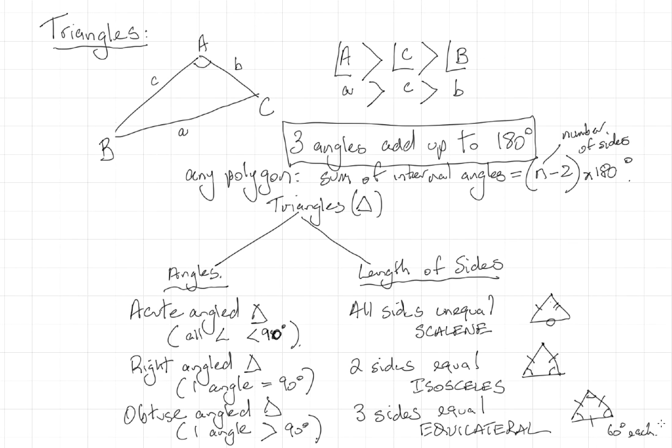Okay, so that's a general introduction to triangles. If you can categorize the lengths of the sides, then the angles opposite those sides must be in that same order. Three angles add up to 180 degrees. There are two ways to categorize triangles. If you categorize by angles, you've got three different types of triangles. If you categorize by the length of sides, then you've got three different types of triangles.